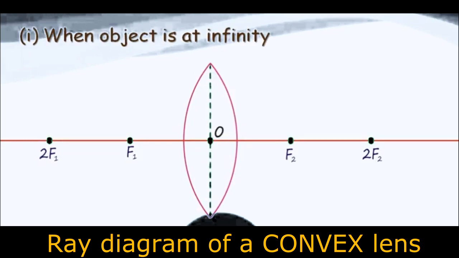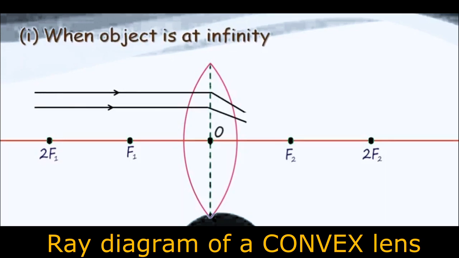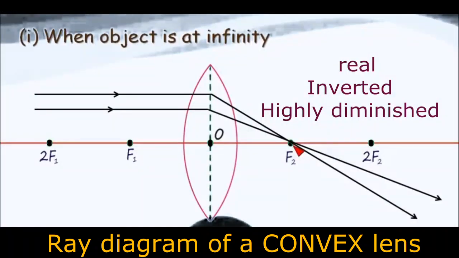So here our assumption is when the object is at infinity, the rays coming from the object are parallel rays. So we can have parallel rays from the object, and we know the parallel rays meet at the principal focus. So the image will be formed at the second principal focus or second focal point. Since the rays are actually meeting at the principal focus, the image formed will be real, inverted and highly diminished.